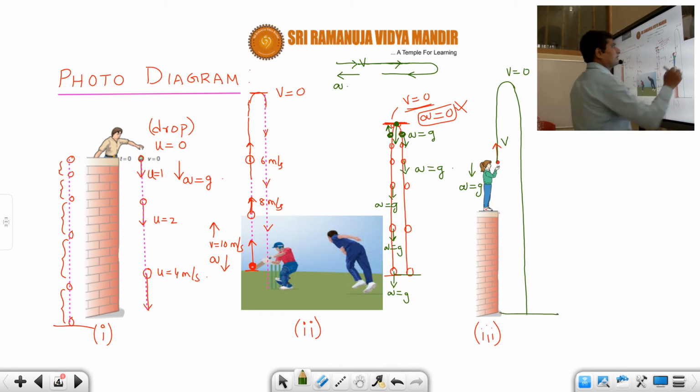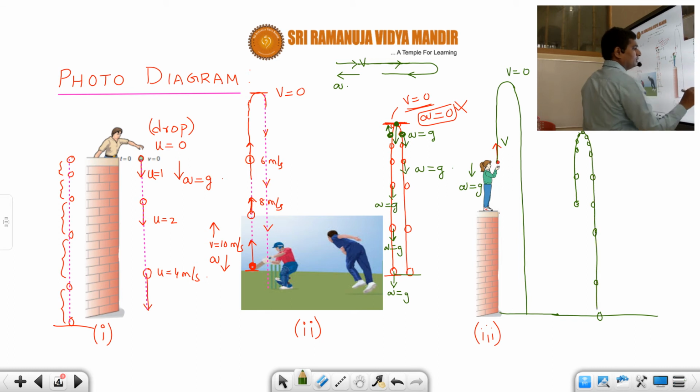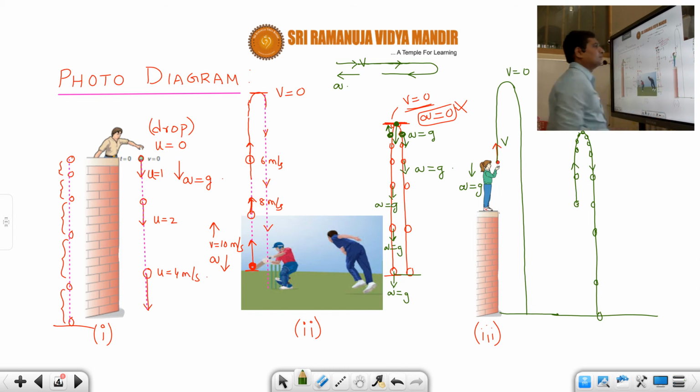So if you want to draw the photo diagram, I will draw it here. Suppose let's say from here if I draw. Suppose let's say this one. Now this speed is more, so it will be more like this, and then it will become 0, and then now it will go down with very high speed like this. Okay students, this is called the photo diagram of the ball in vertical direction.